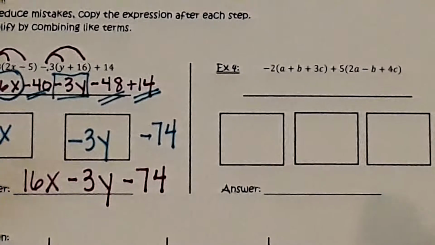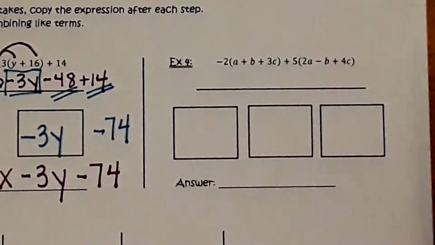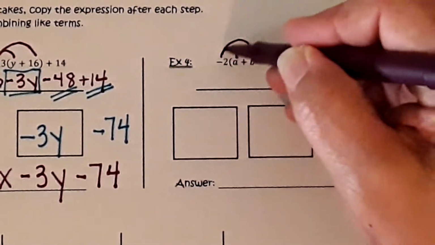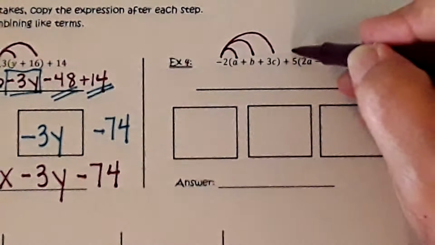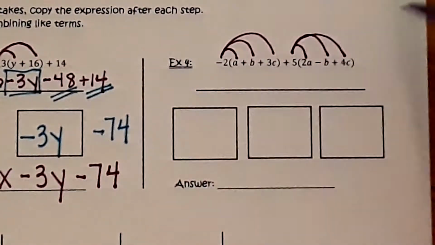Yeah, these are long, but you can do them. Okay, let's do this. Negative 2 times A, negative 2 times B, negative 2 times 3C. 5 times 2A, 5 times B, 5 times 4C.